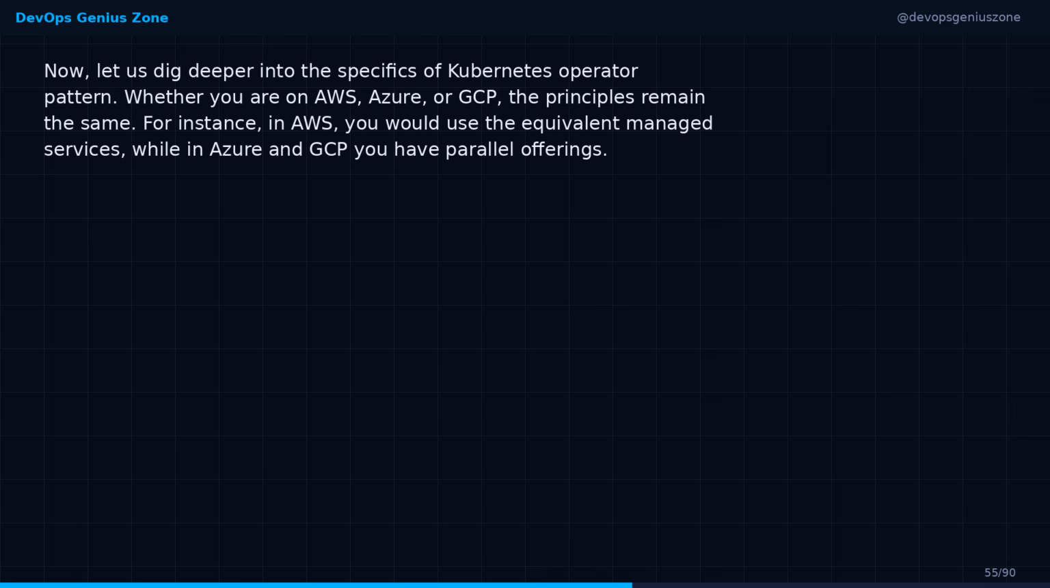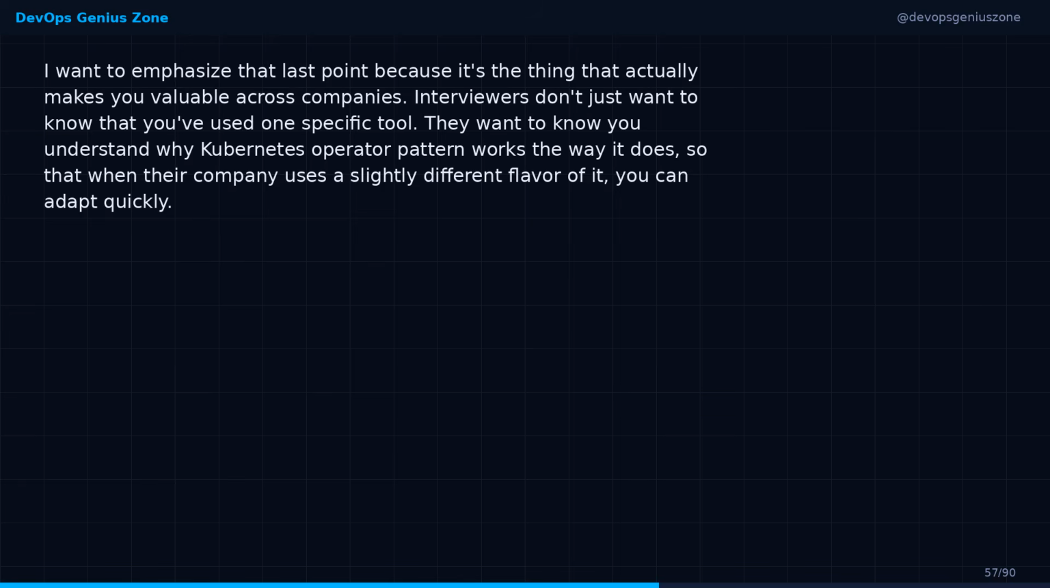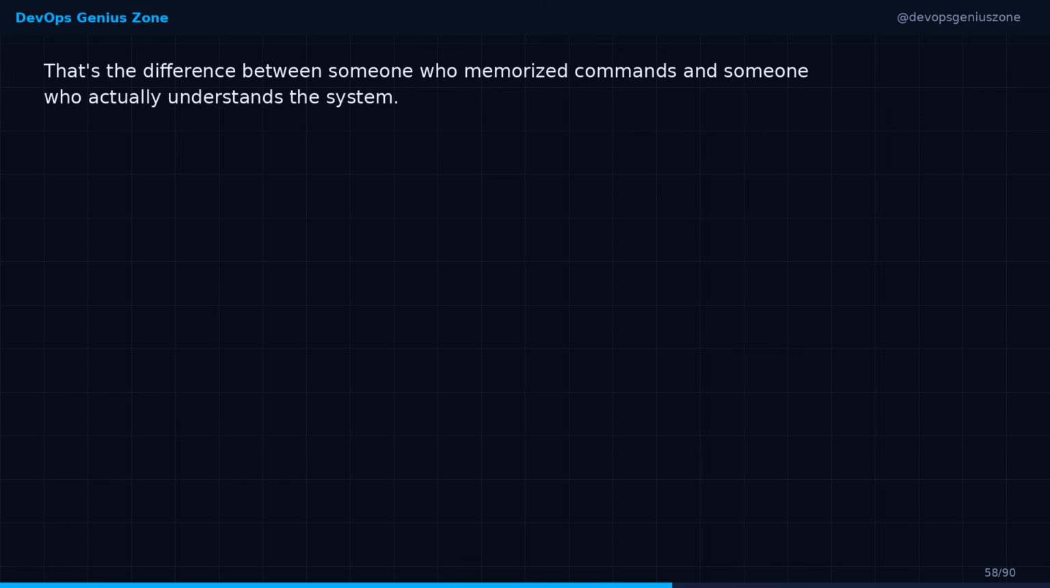The key is understanding the abstraction layer Kubernetes Operator Pattern provides, because once you understand the abstraction, moving between cloud providers becomes a matter of translating syntax, not relearning concepts from zero. I want to emphasize that last point because it's the thing that actually makes you valuable across companies. Interviewers don't just want to know that you've used one specific tool. They want to know you understand why Kubernetes Operator Pattern works the way it does, so that when their company uses a slightly different flavor of it, you can adapt quickly. That's the difference between someone who memorized commands and someone who actually understands the system.